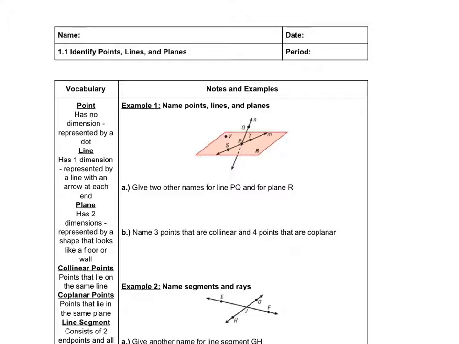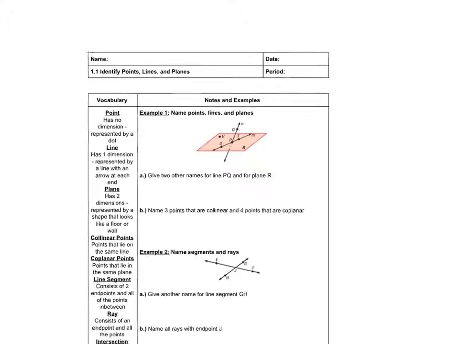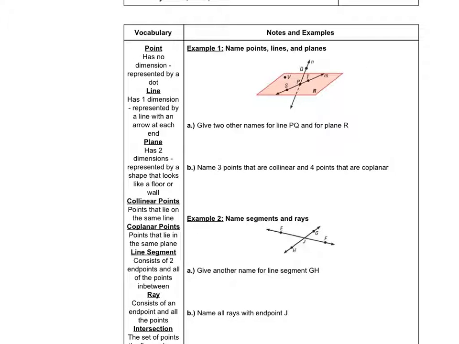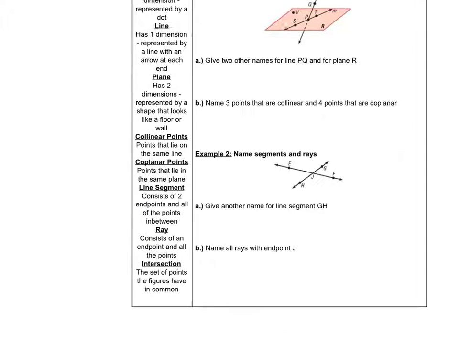As we go through your notes here, you'll see that any useful vocabulary will be found on this side of your notes page, and all examples will be found here in the middle, and I'll be filling stuff in as we go. So to take a look at some of the vocabulary today, I'm sure you've had some of it before. We've got point, line, and plane. We're going to talk about collinear points, coplanar points, line segments, rays, and any type of intersection that we have there.